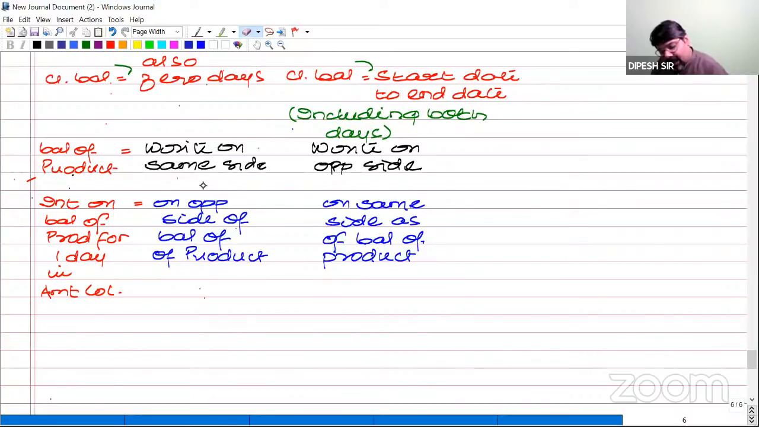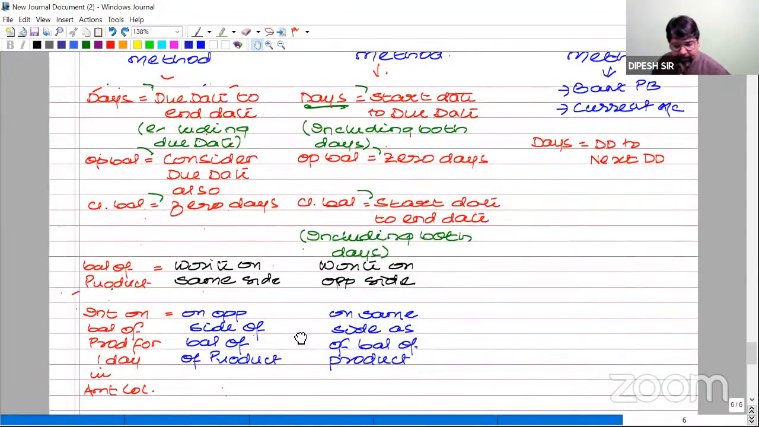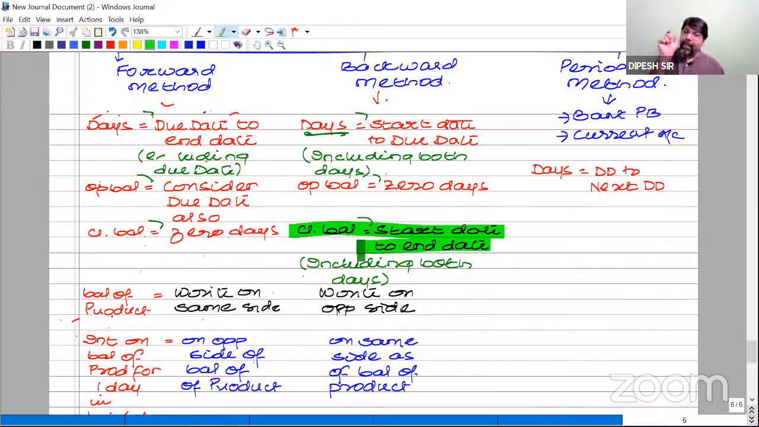Now chartered. So there are how many methods in total? In forward, 2 methods, interest product. In backward, 2 methods, interest product. In periodic, 2 methods, interest product. Correct? In backward method, closing balance, you'll calculate to start date to end date. So that will come in product column.